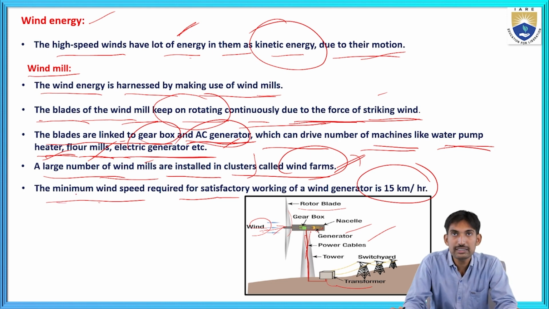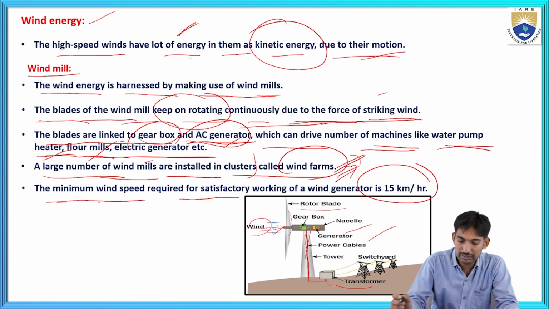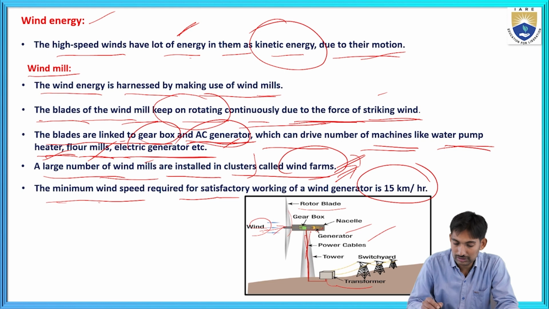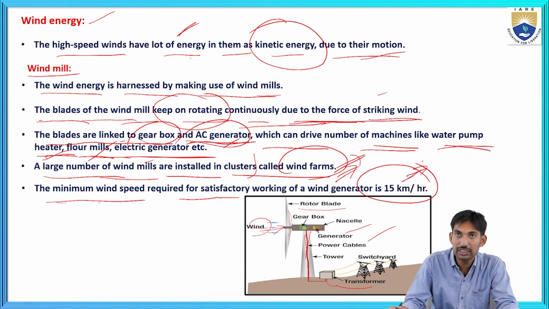The minimum wind speed required for the satisfactory working of a wind generator: to develop wind energy, the wind speed must be at least 15 km per hour. This is the minimum speed of the wind. Only then will we get wind energy.